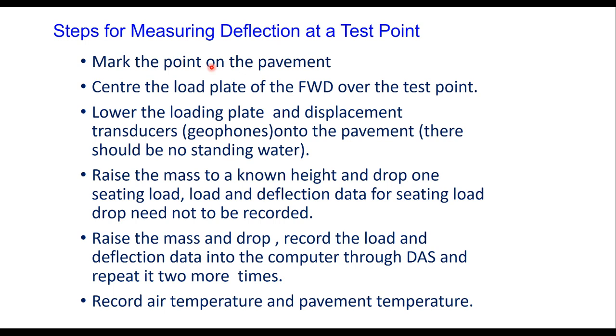Now, the steps for measuring deflection at a test point: mark the point on the pavement, center the load plate of the FWD over the test point as I showed you in the video, lower the loading plate and the displacement transducers, that is the geophones, onto the pavement, raise the mast to a known height and drop one seating load. Load and deflection data for the seating load should not be recorded. Raise the mast and drop, record the load and deflection data into the computer through the data acquisition system, and repeat it 2 more times. And then record air temperature and pavement temperature.